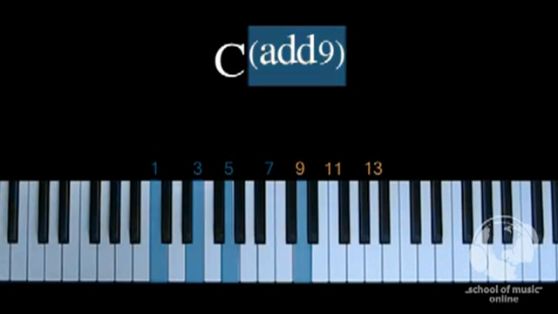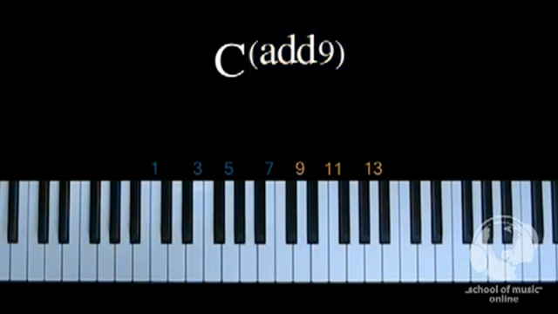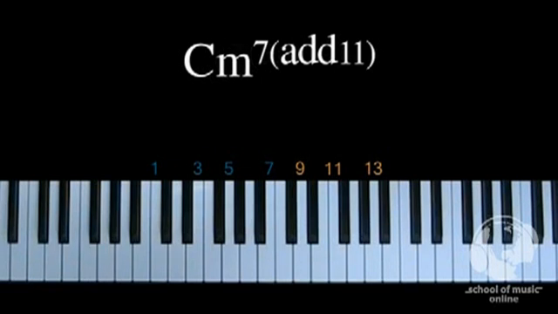Right? So what about a C minor 7, add 11? Well, here's our C minor 7. Remember, a minor 7 has a flat 3 and a flat 7. Then the specific instructions are just to add the 11th. So that's the add expression.